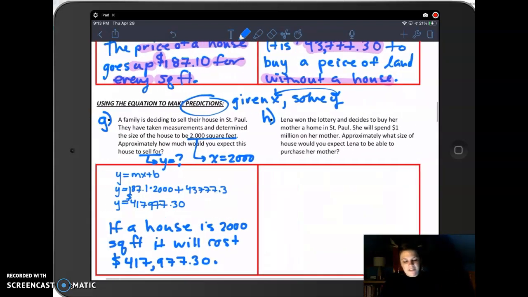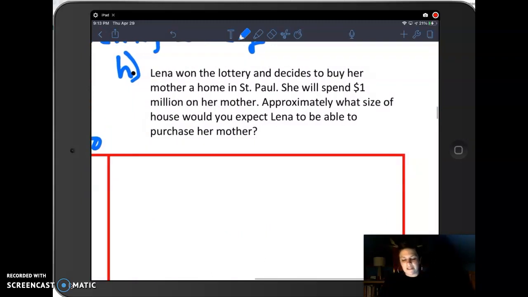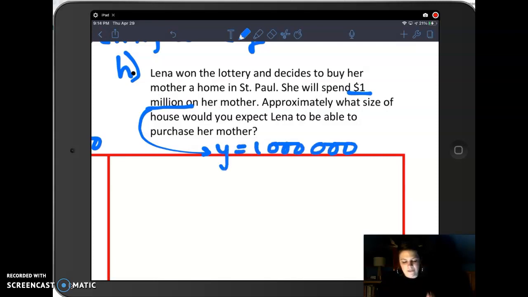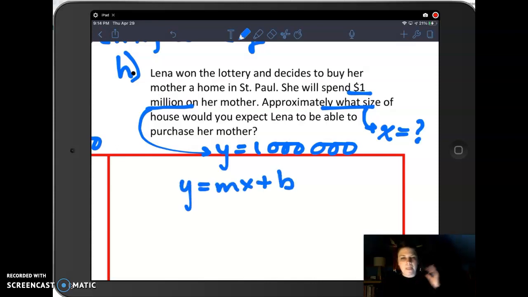All right, so this person won the lottery, Lena, and buys her mother a home in St. Paul. She will spend $1 million, and we know that money is Y, and so that tells us that Y is $1 million, and approximately what size. So size is in square feet, so X is what we're going to solve for. Again, we're going to write out the equation, y equals mx plus b. We're going to plug in what we know and solve for what we don't know.